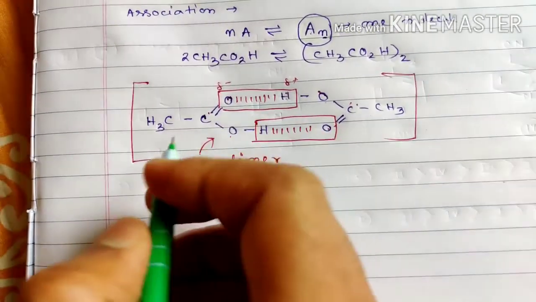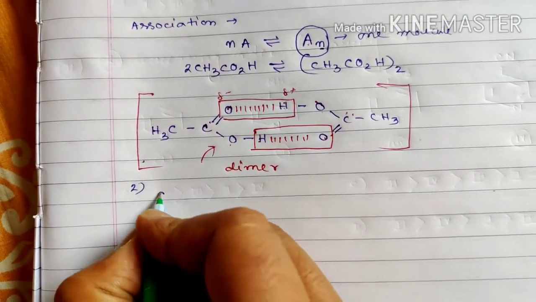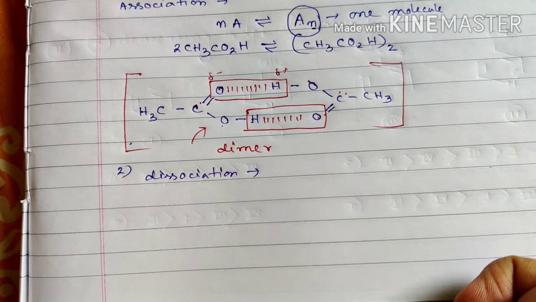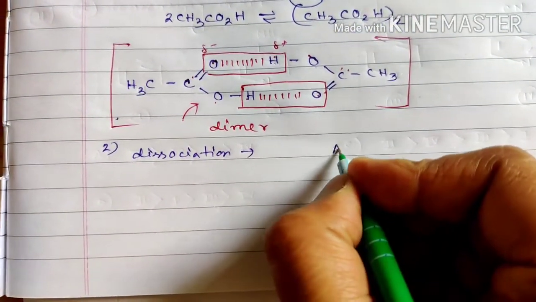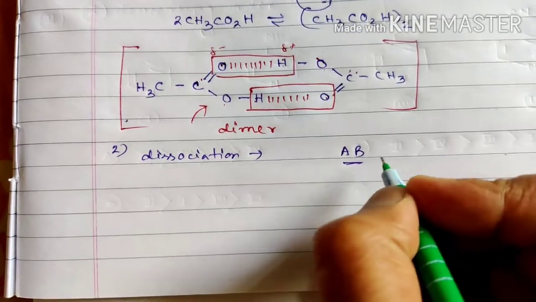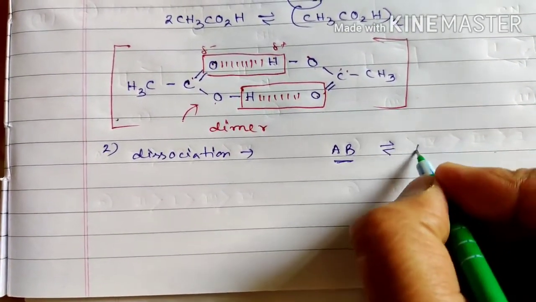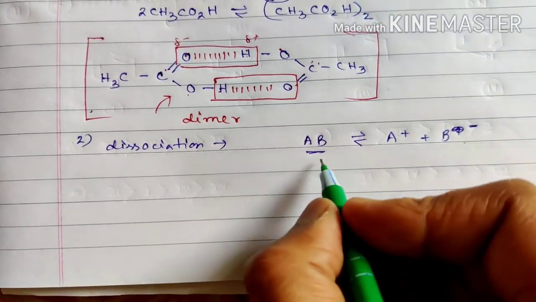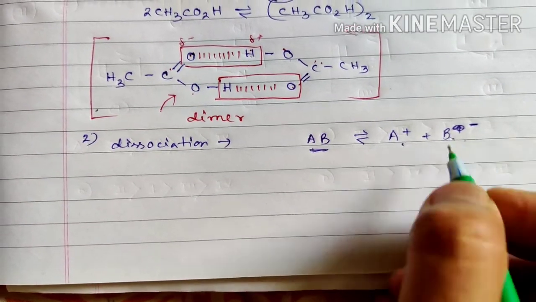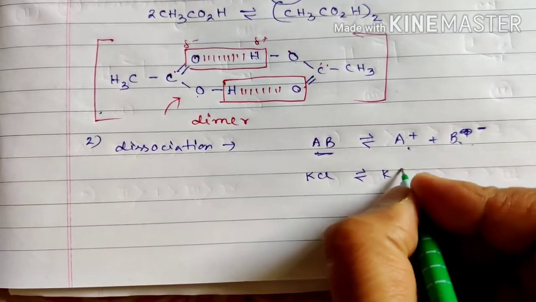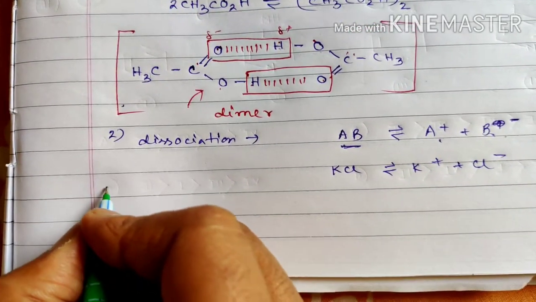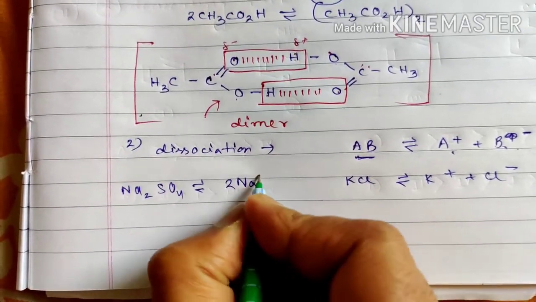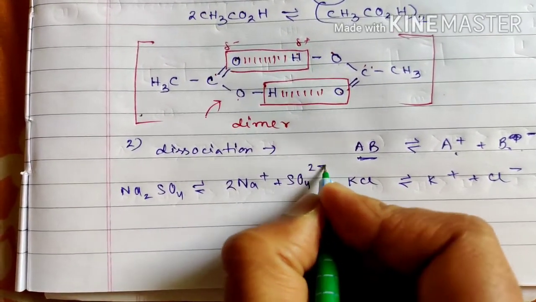In case of dissociation, what happens? It mostly happens in case of electrolytes. Suppose I take electrolyte AB. So this is actually one particle, but if it can dissociate, it will form A plus and B minus. So from one particle we are getting two particles. If we take KCl, it will give rise to K plus and Cl minus. Similarly, if we take Na2SO4, it will give rise to 2Na plus and SO4 2 minus.